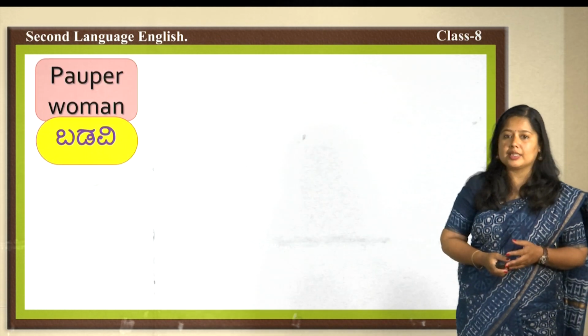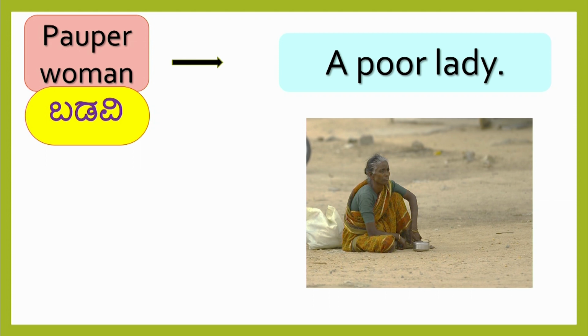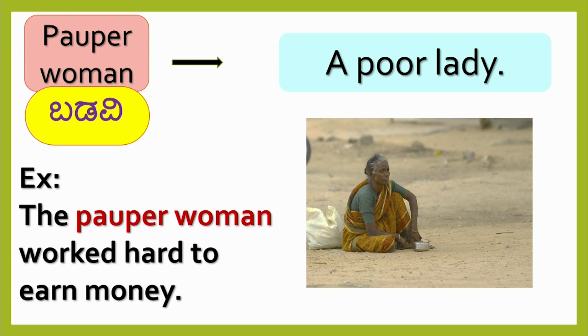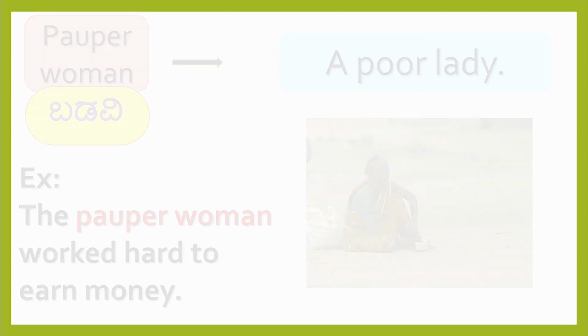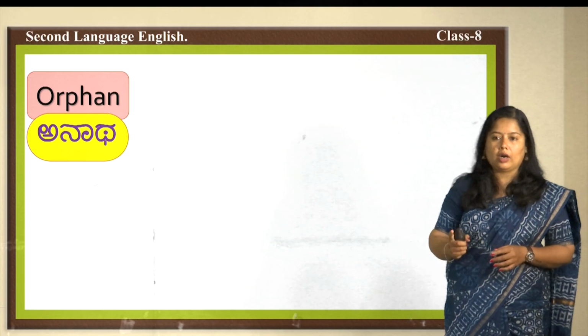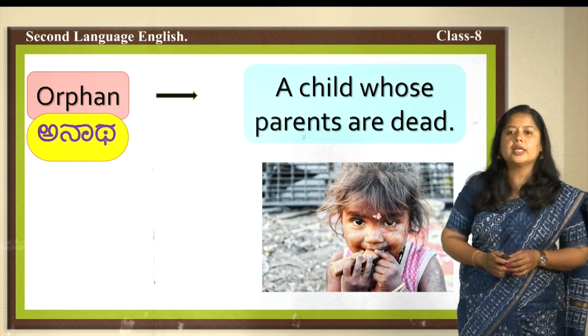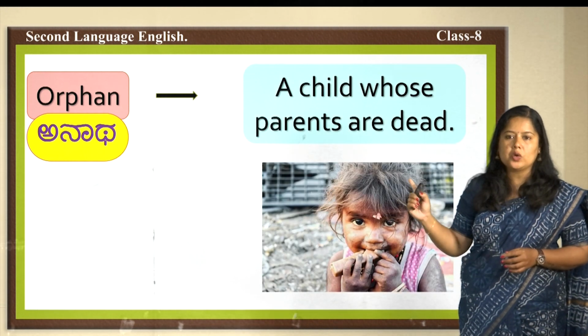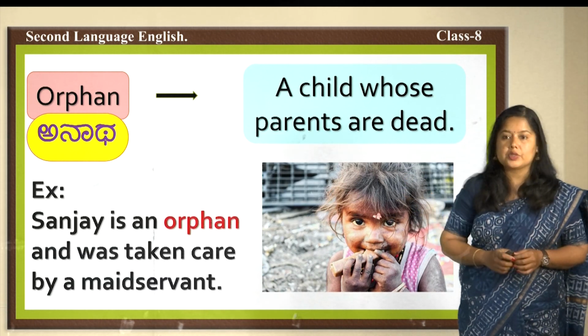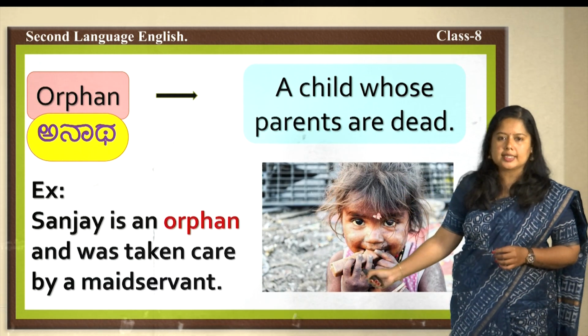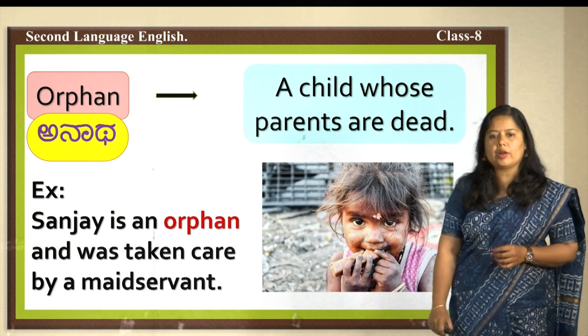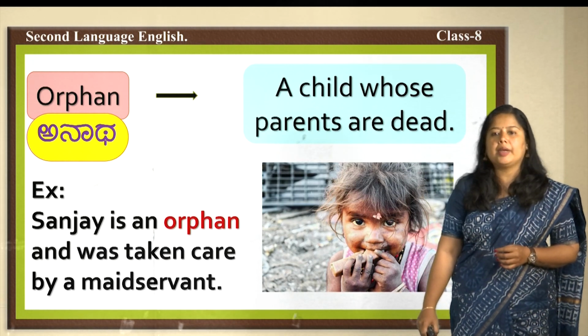Here is a second word, pauper woman, a poor lady. So, an example sentence for you is, the pauper woman worked hard to earn money. Here comes your another word, orphan. So, what is orphan? It is anatha, one who doesn't have parents, a child whose parents are dead. So, this is how it can be used in a sentence. Sanjay is an orphan and was taken care of by a maid servant.